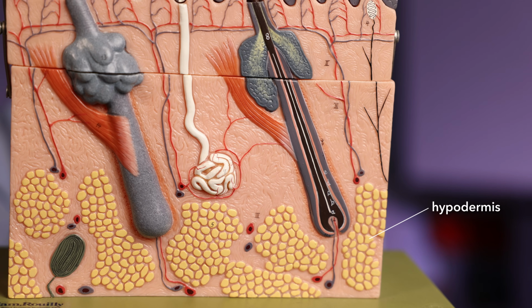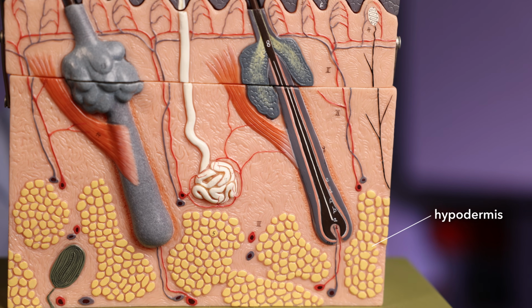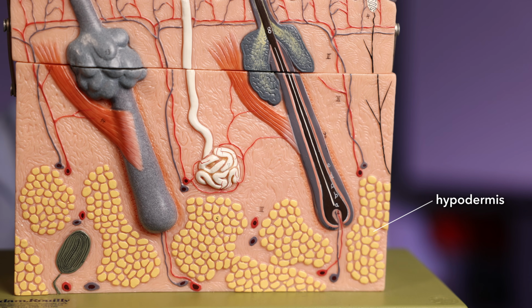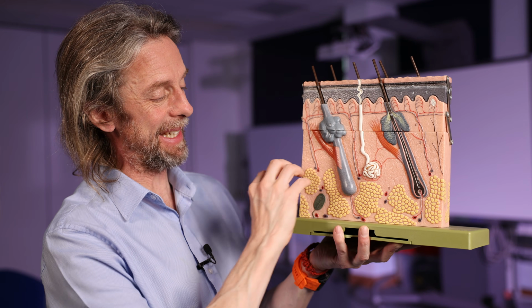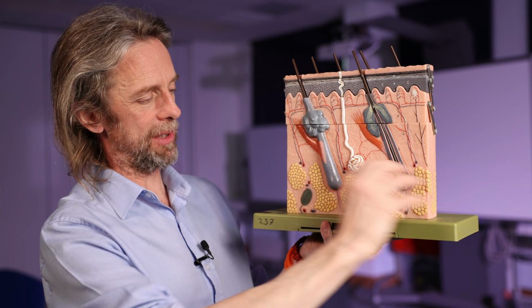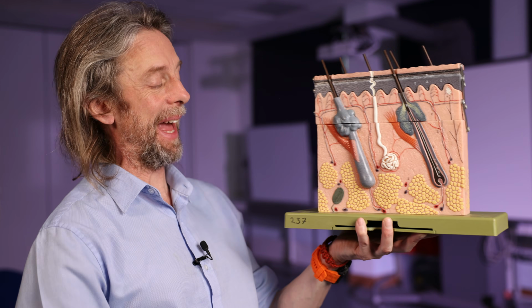Anyway. Down here then is the hypodermis. We see a lot of fat down here, a lot of blood vessels. We see the hair follicles extending down into there. This is the same thing as the subcutaneous fascia. And that is the skin.